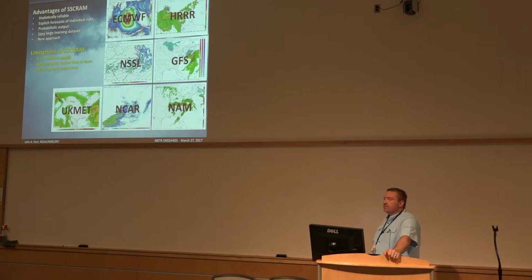So SCRAM is statistically reliable. It produces explicit forecasts of hail, wind, and tornado. No computer models do that. It's probabilistic output, which is the future of meteorology. We don't do solid, you know, it's going to be a tornado or it's not. Probabilities are the way we're going. It's a very, very large learning data set, and it's a brand new approach. And I really like that as much as anything. It's a new approach.